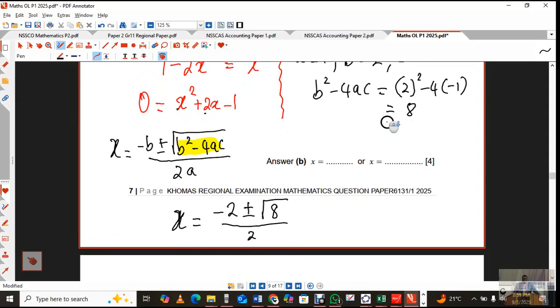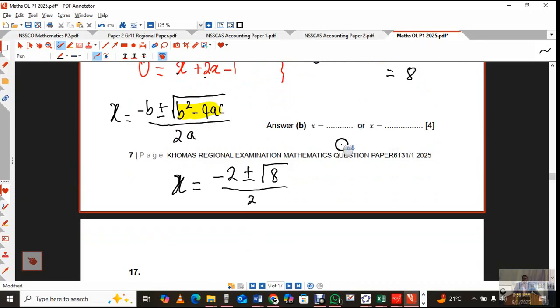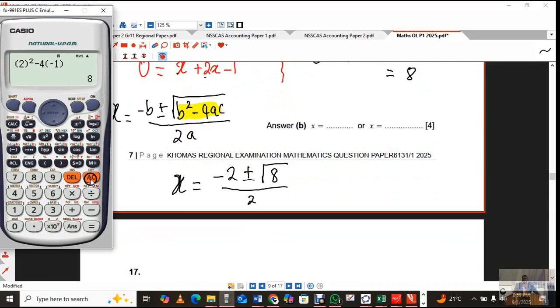So you have 2 answers, and you can just use your calculator now to find the answer. So I'm going to use my calculator. I'm going to say, okay, one answer for x will be negative 2, let's say, plus the root of 8 over 2. Then I'm giving this answer to 1 decimal place.